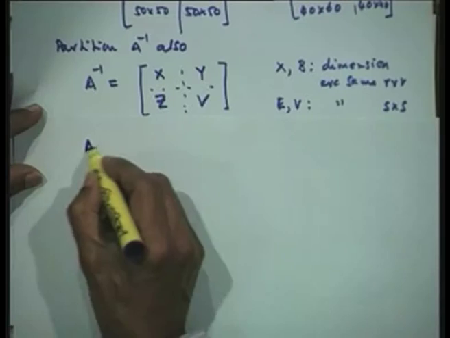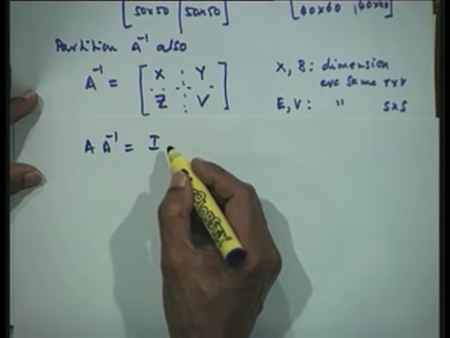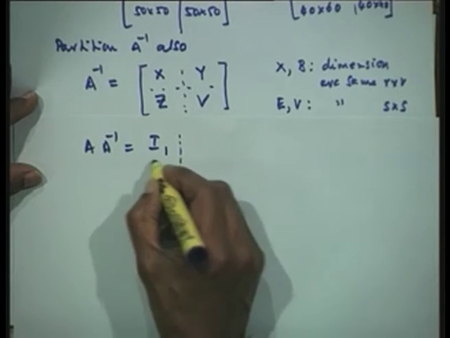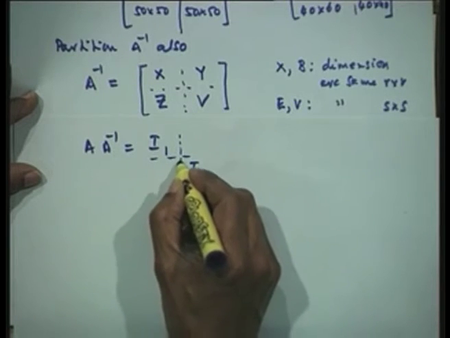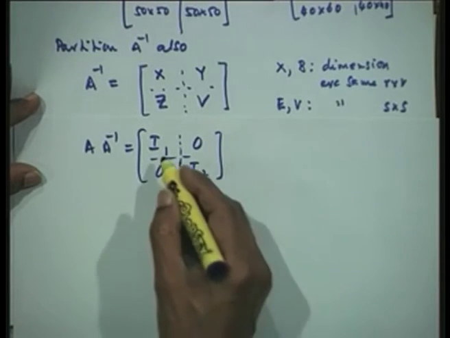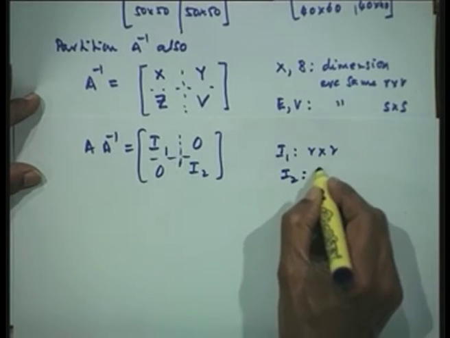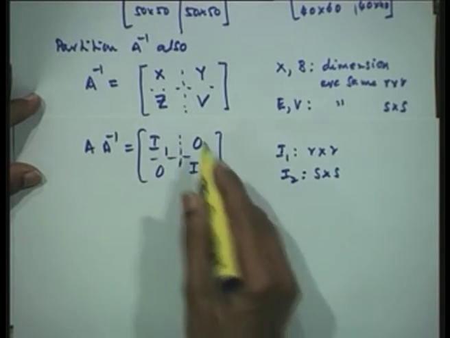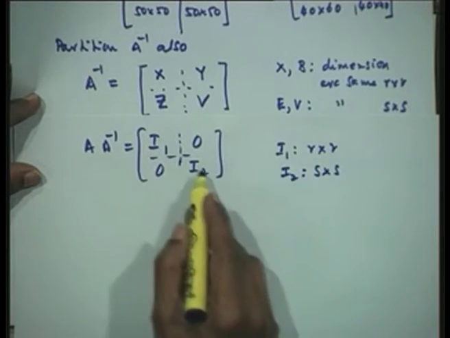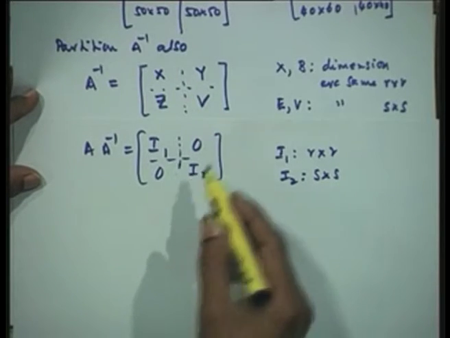Now, it is straightforward. So what I would therefore write is that A into A inverse should be equal to I, and this I will also partition as I1 and I2. I1 is of dimension R into R, and I2 is of dimension S into S. So I partition it into two identity matrices I1 and I2. I1 has the same dimension as x and B, and I2 has the dimension of v.